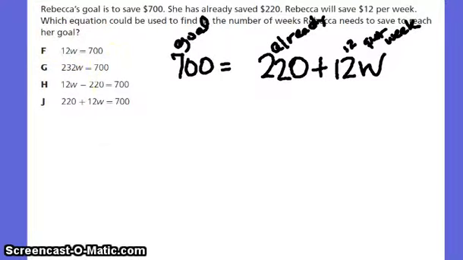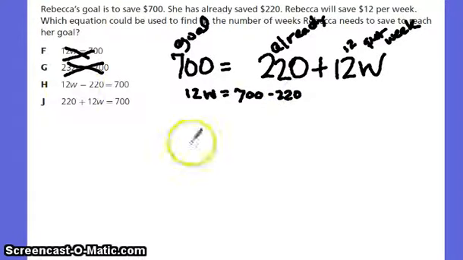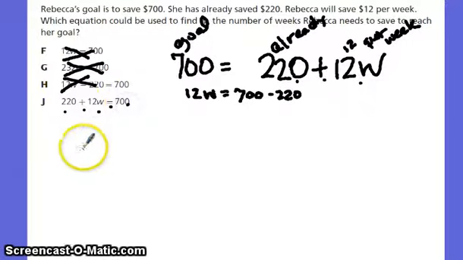This says 12W minus 700. This is an expression, not an equation. This again is an expression, not an equation. 12W minus 220. Nope, not going to work. If it had said 12W equals 700 minus 220, that could work. But this does not. Okay. 220 plus 12W. Okay, so we've got 220 plus 12W there equals 700. So that is the correct answer there.